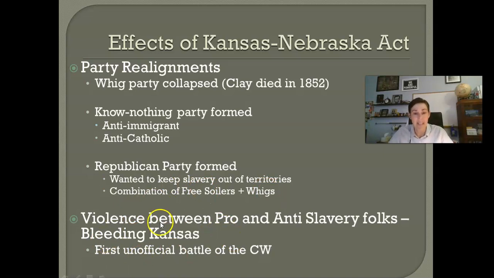So, as I said, violence between the pro and anti-slavery forces in Bleeding Kansas was the first unofficial battle of the Civil War. This is where we reach a tipping point. And it's an interesting question, something I want to talk about in class. At the point of Bleeding Kansas, was Civil War inevitable? Was this the tipping point? Or was it something else? Could we have come back from this if other things hadn't happened? I don't know. We'll discuss this in class. Sometimes it's interesting to play the what-if game.